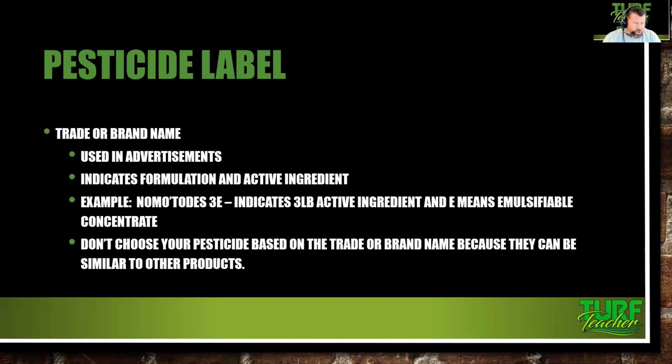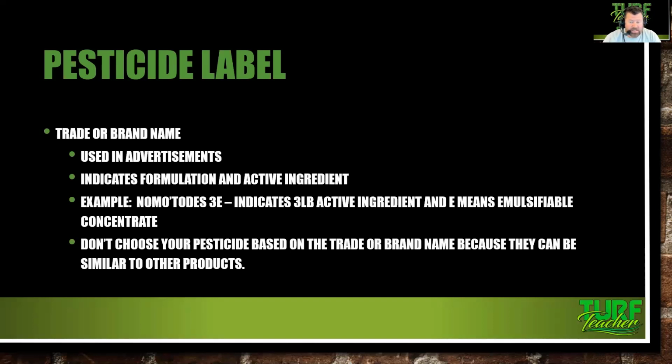But the trade name is used in advertisements. It indicates the formulation and the active ingredient. Example would be Nematodes 3E. This indicates 3 pounds of active ingredient, and the E means that it is an emulsifiable concentrate. Just having that in the name.